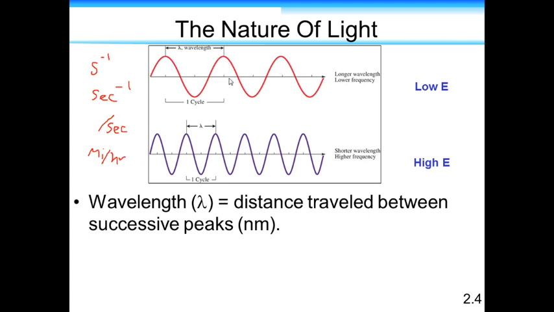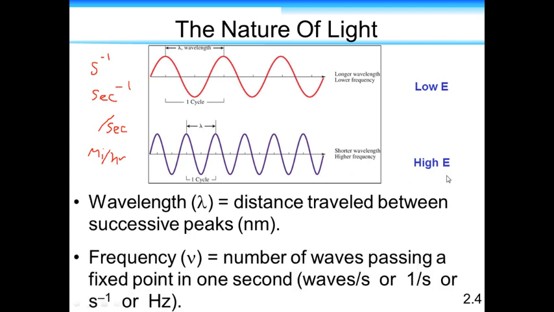Longer wavelengths have a lower number of cycles that pass any given point per second, so they have a lower frequency and low energy. Shorter wavelengths have a higher frequency and higher energy. Frequency is the number of waves that pass a fixed point in 1 second, as I just talked about with the units up here.